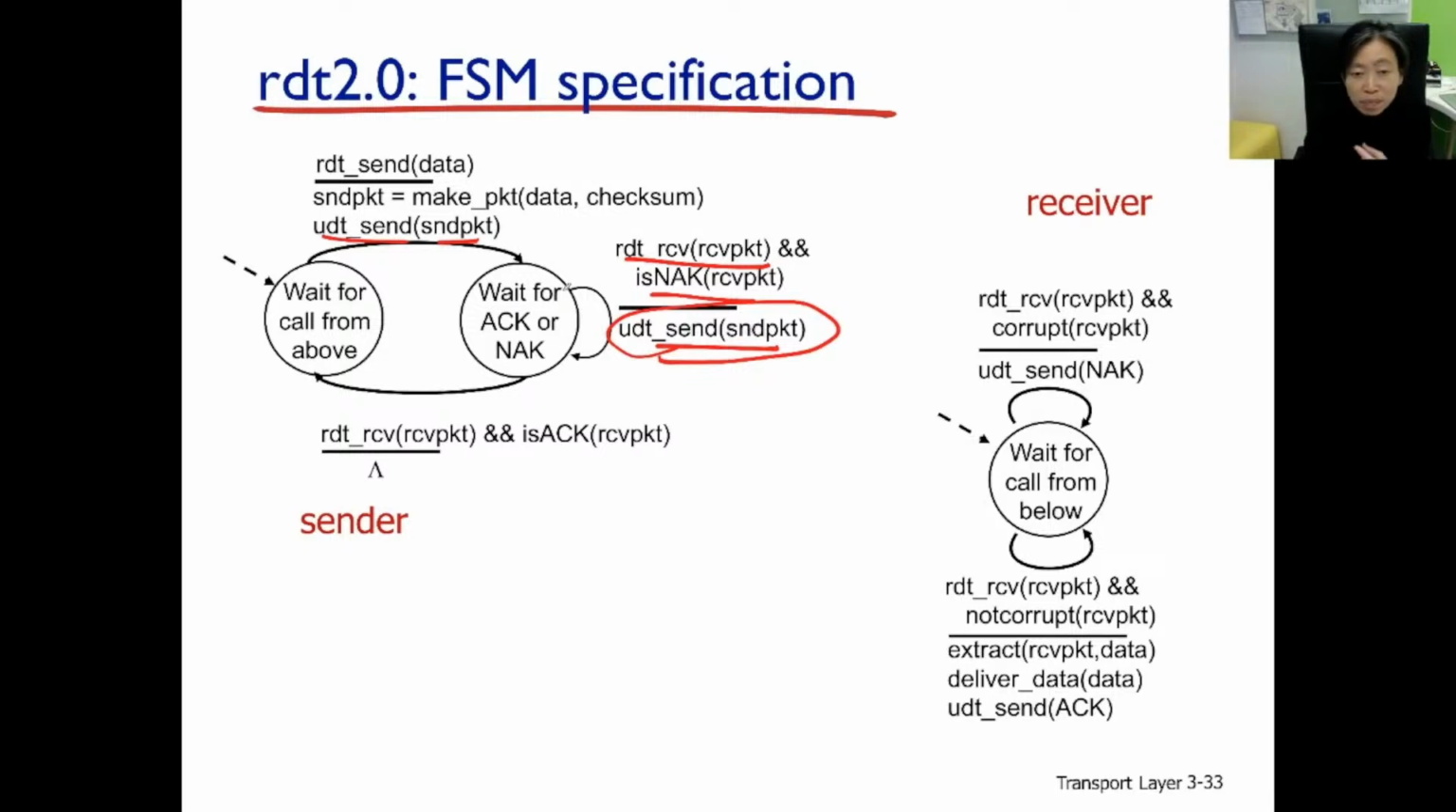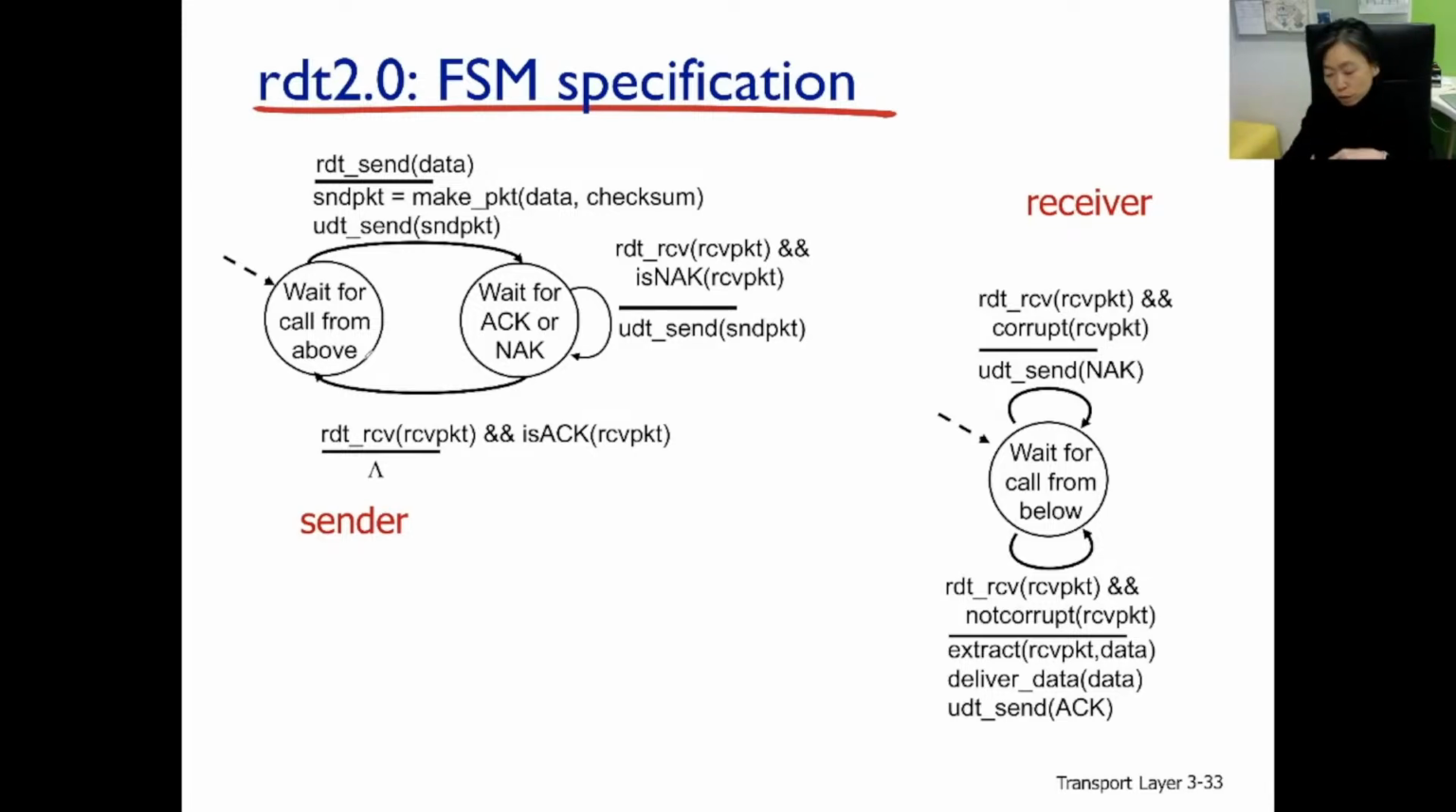Now, what's a bit interesting is this. When we're at the wait for ACK or NAK state, when we receive a negative feedback, we actually come back here again to wait for feedback. So hopefully the next one is going to be acknowledgement, and therefore we can leave the waiting for feedback state.